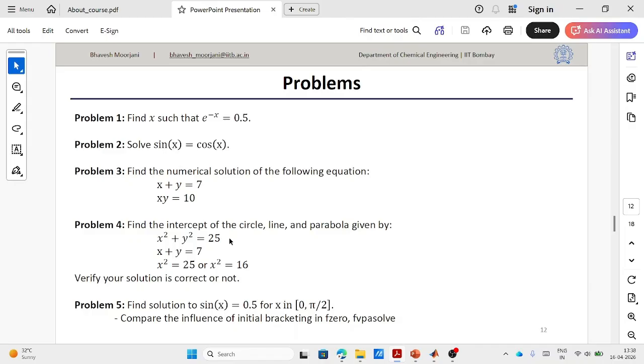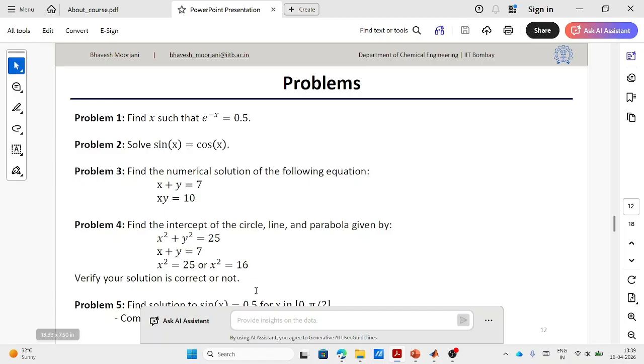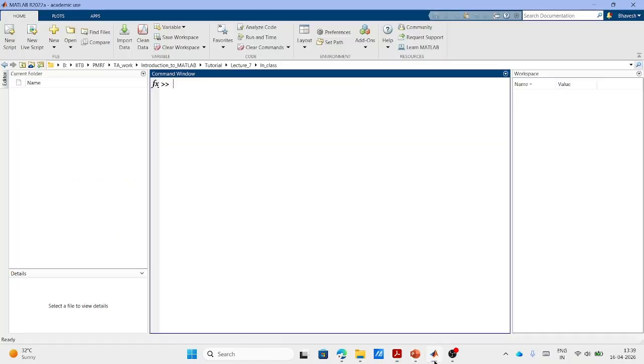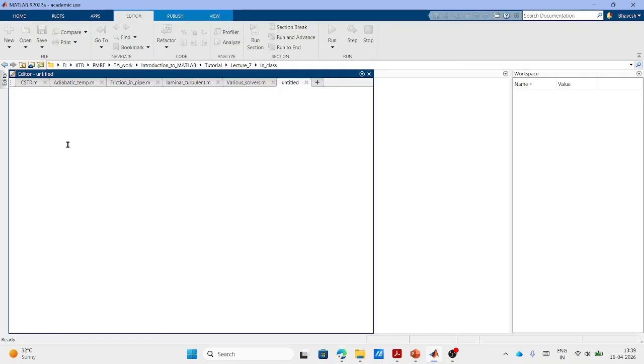So you have the equation of a circle, x squared plus y squared equal to 25. You have the equation of a line, x plus y is equal to 7. Then you have two equations of parabola, right? And you have to verify whether the solution is correct or not. So let's say, use of solver.